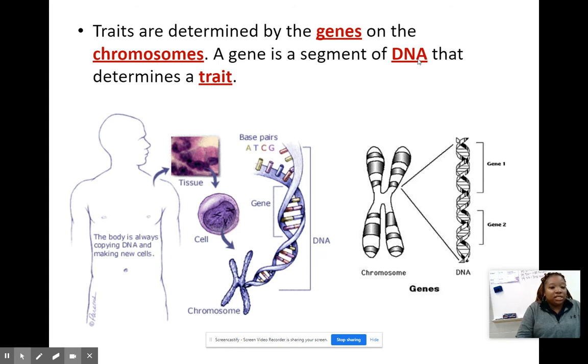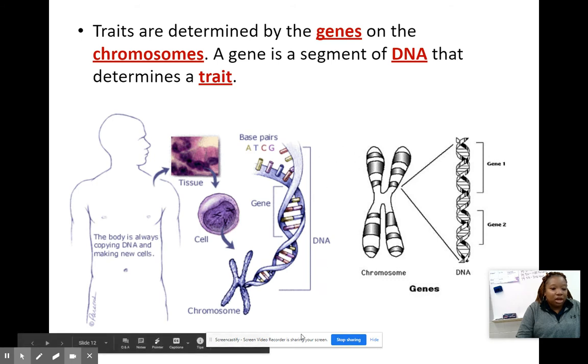A gene is a segment of DNA. So everything equals DNA. Everything that's wrapped around the chromosome is the DNA. But a gene is a section, a segment, a part of DNA. Like right here, we got gene 1, gene 2, and we got a lot of genes.